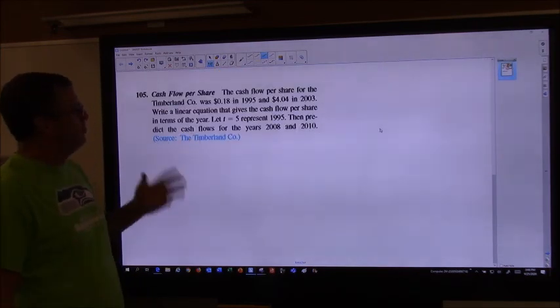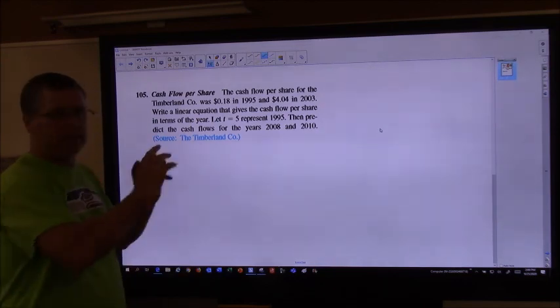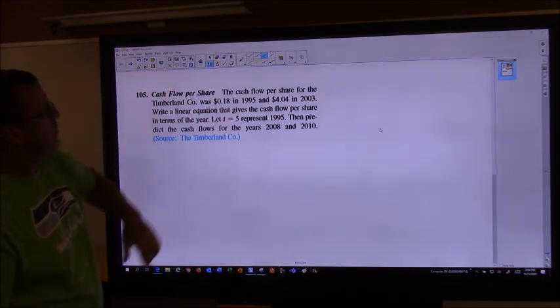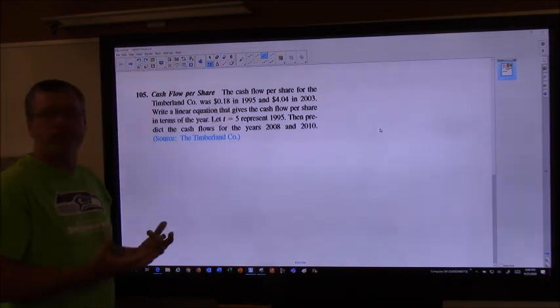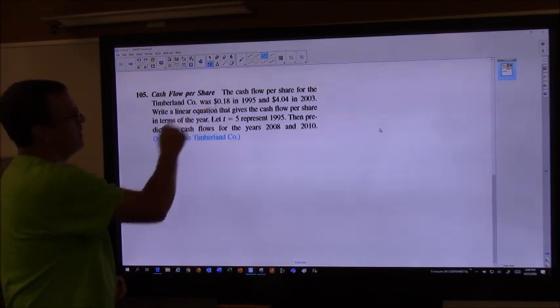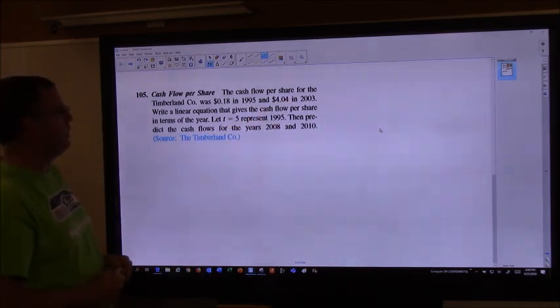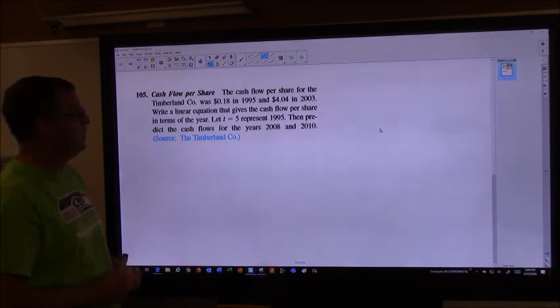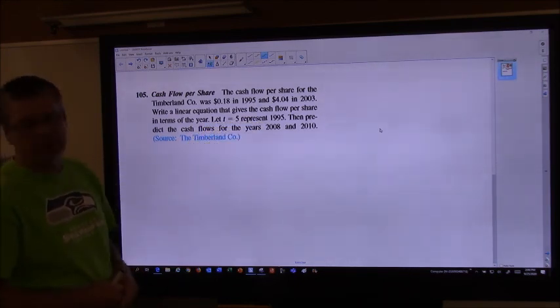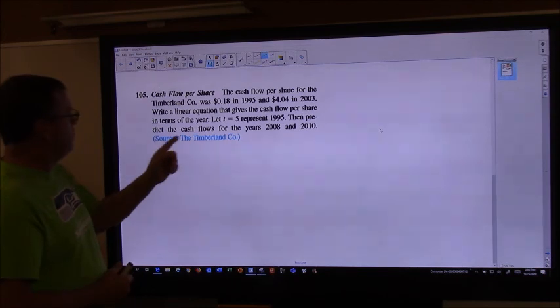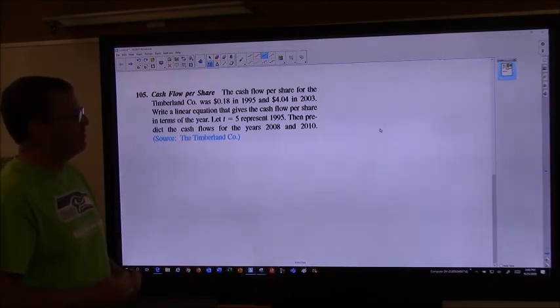All right, so I know this is a little blurry, but we'll do the best we can. I'm just doing a cut and paste out of our textbook. So what this problem says is that the cash flow per share, so we're talking about shares of stock, for the Timberland Company was 18 cents in 1995 and $4.04 in 2003. Write a linear equation that gives the cash flow per share in terms of the year, and they want us to let t equals 5 represent the year 1995. So again, that means 0 is 1990. Then predict the cash flow for the years 2008 and 2010.